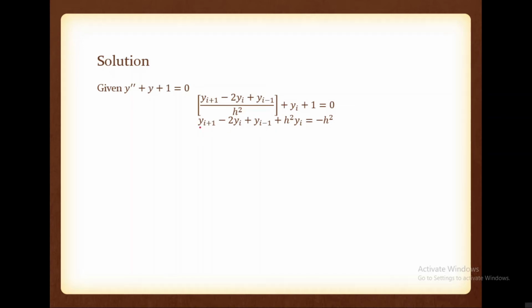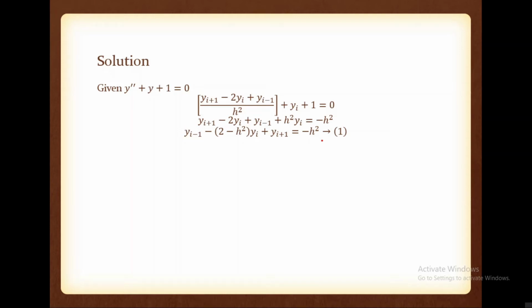Now take y_{i+1}. We have only one y_{i+1}. So the equation will become y_{i-1} - (2 - h square) y_i + y_{i+1} equal to minus h square. So this is equation number 1. For solving the problem, we are going to use this equation: y_{i-1} - (2 - h square) y_i + y_{i+1} equal to minus h square.